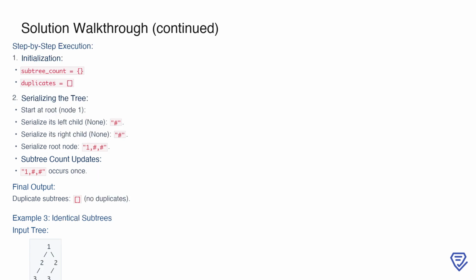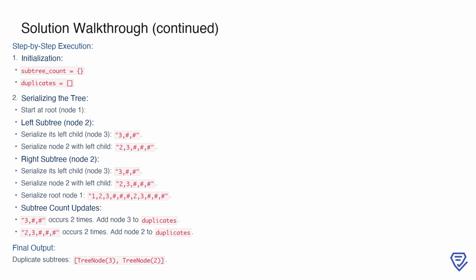Now let's consider a simpler case, a single node tree. Here, the tree contains only the root node, which is node 1. We start by initializing subtree_count as an empty dictionary and duplicates as an empty list. The serialization process begins with the root. Since node 1 has no children, its left and right serializations are both hashtag. Combining these, node 1 is serialized as 1 ### ###. When we update the subtree counts, we see that 1 ### ### occurs only once, so there are no duplicate subtrees in this case. The final output is an empty list, indicating no duplicates were found.